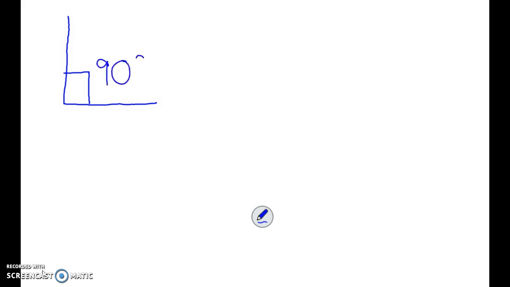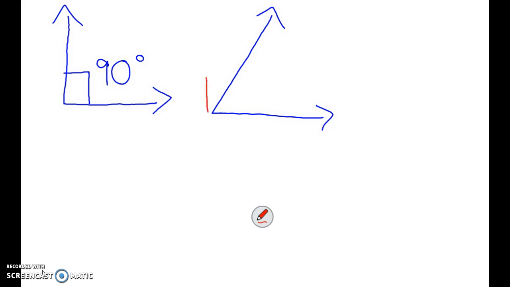A right angle looks like an L and is shown to be a right angle by having a box in the corner. That box represents 90 degrees. And we remember an angle is two rays put together. If you have two rays that do not make a perfect corner, then you have an acute angle, which means that it is an angle that is less than 90 degrees.